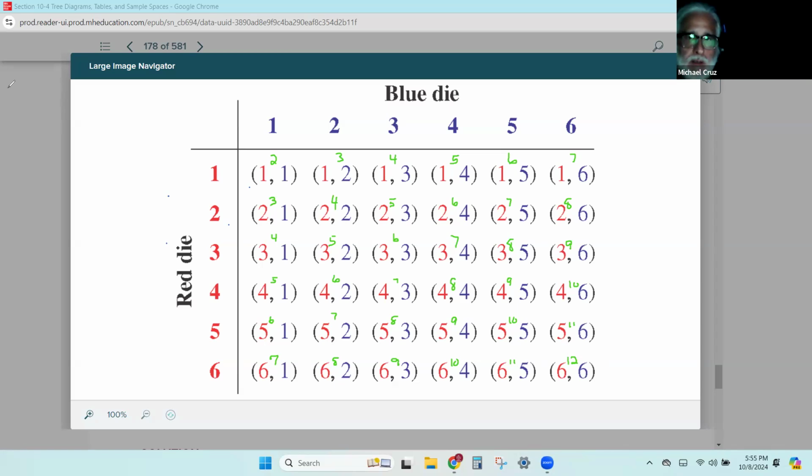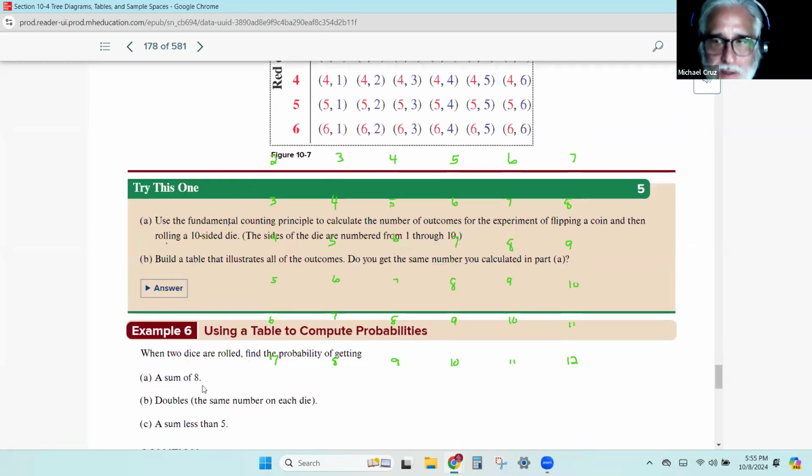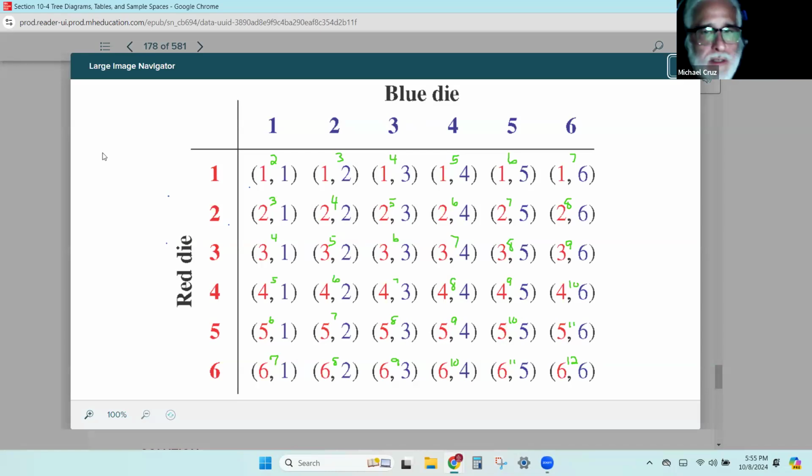All right. So let's see if we can answer a couple of those questions. So the question we want to find here is a sum of 8. We want to find the probability of a sum of 8. So let's see if we can find the ones that have a sum of 8. Well, this one has a sum of 8 right here, 6 plus 2. 5 plus 3 is 8. 4 plus 4 is 8. The reverse, 3, 5 is also 8. And then 2, 6 is 8.